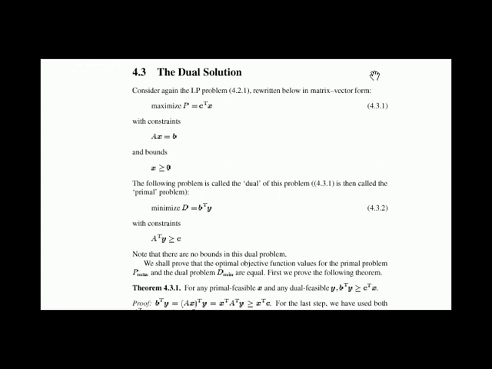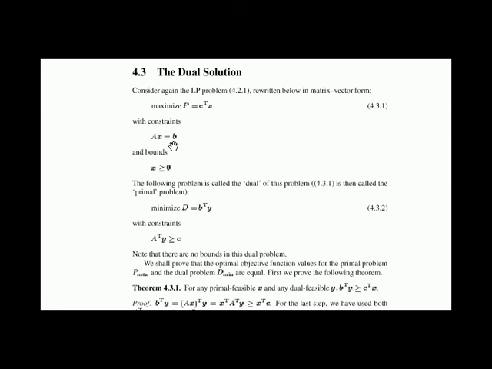In this video, we're going to talk about the dual solution, the dual problem. The primal problem is the original problem that's actually solved by the simplex method. We're trying to maximize a linear function of x with equality constraints. Remember, the simplex method requires equality constraints.